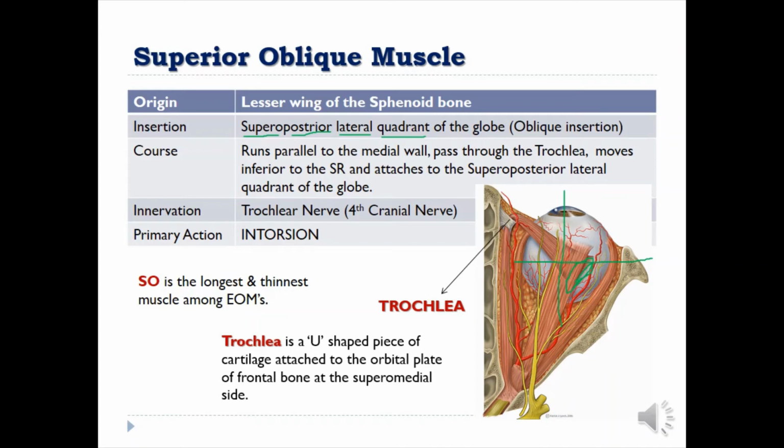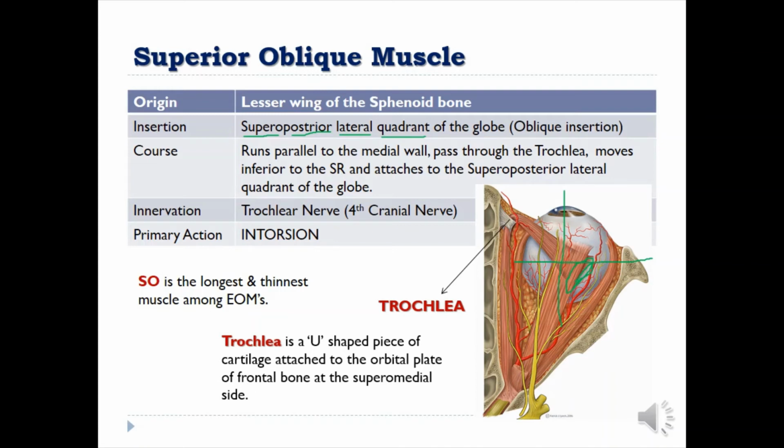And in which quadrant? Lateral quadrant. This is the lateral quadrant. This is the medial quadrant. It is not coming to the medial quadrant, so it is taking an insertion at the lateral quadrant of the globe. Right? Now you got it? Superior, coming to the posterior side and coming to the lateral part of the eyeball. So it is getting inserted there.